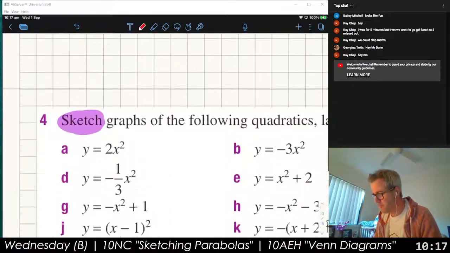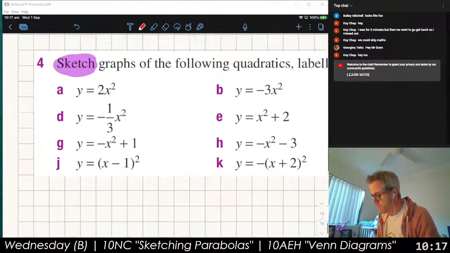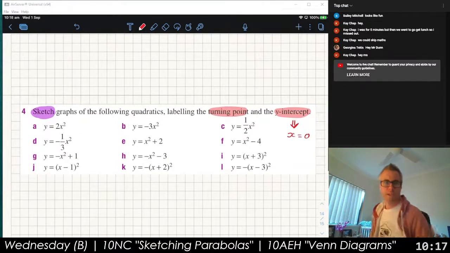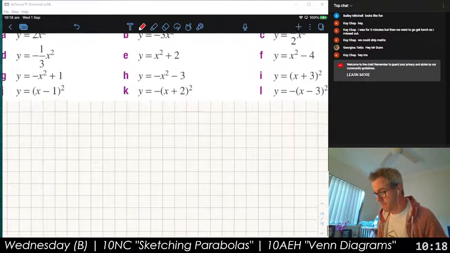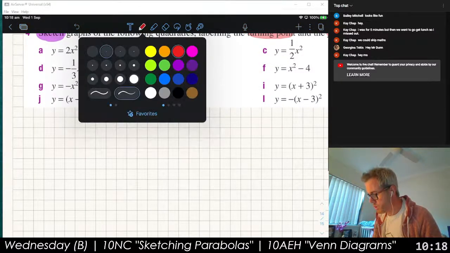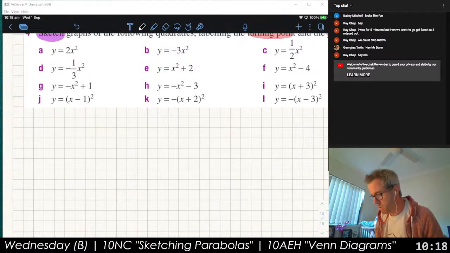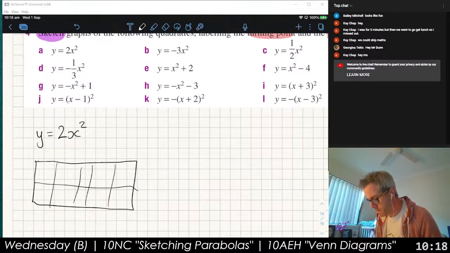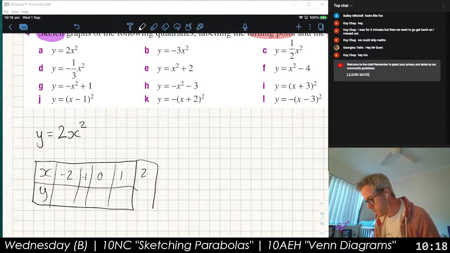Okay. Let's have a look at this. Sketch the following quadratics, labeling the turning point and the y-intercept. Now, when it says sketch, it means simply that. It means to roughly get an idea about how you're going to draw your parabola. Now, traditionally, the way I showed you is we would take a formula like this, and I would say, draw yourself up a table of values like this. We'll draw up a table of values, -2, -1, and so on, and there's a 2, like so.